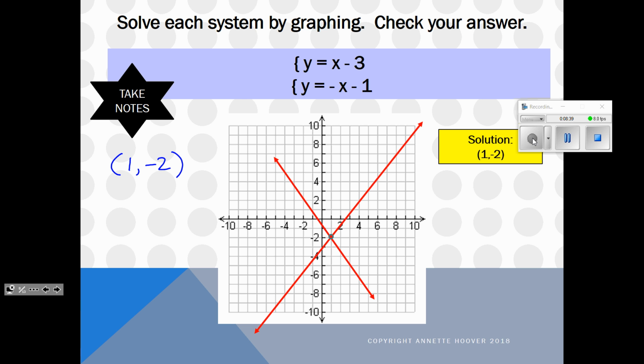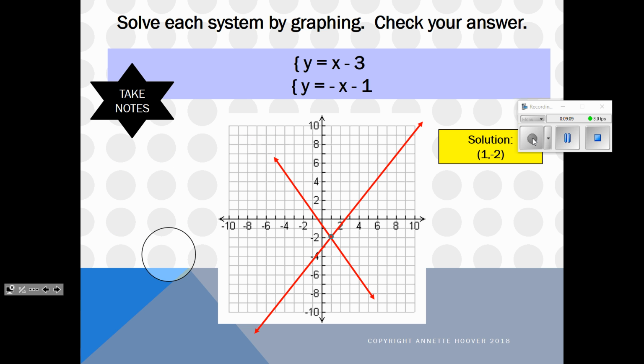And if we plug it into the first one, y is equal to x minus 3, so -2 equals 1 minus 3. -2 is equal to -2, so that checks. We try the other equation and we plug in y is -2 equals the opposite of 1, so that's -1 minus 1, and that checks out as well. Check, check. So that indeed is the solution.